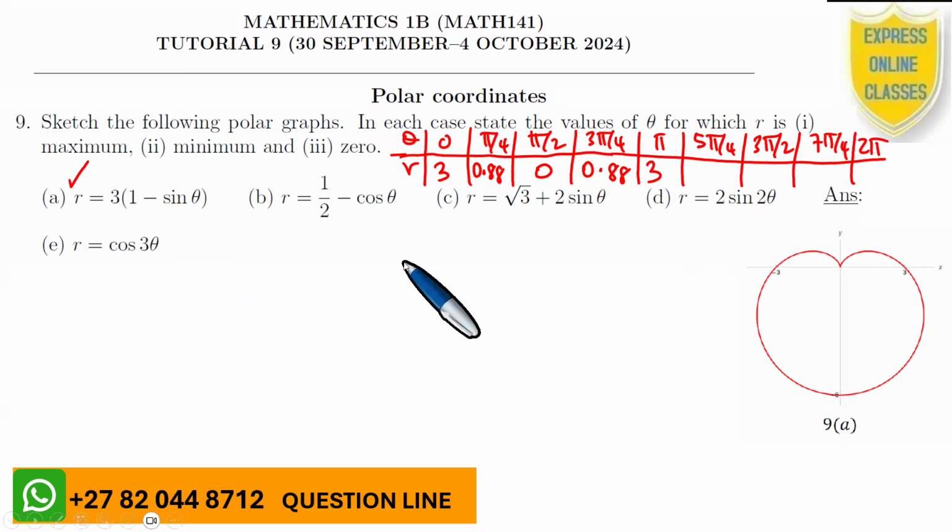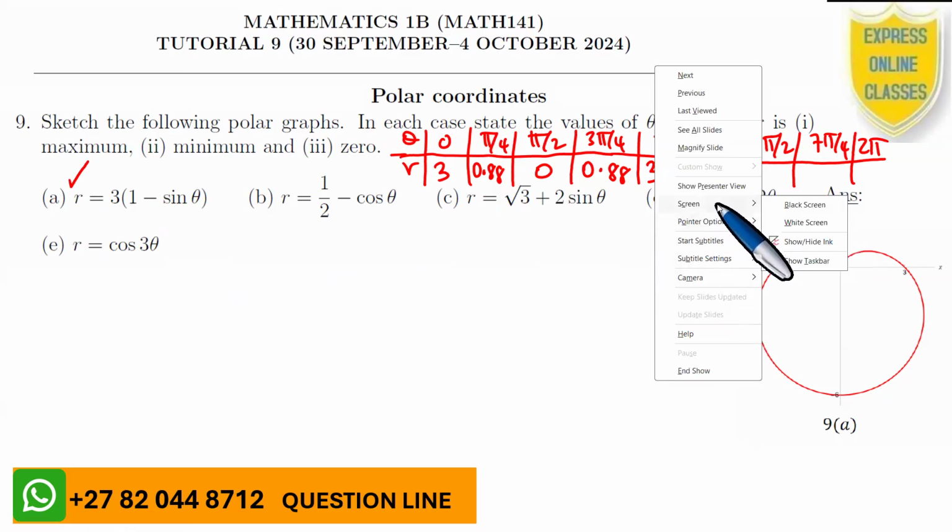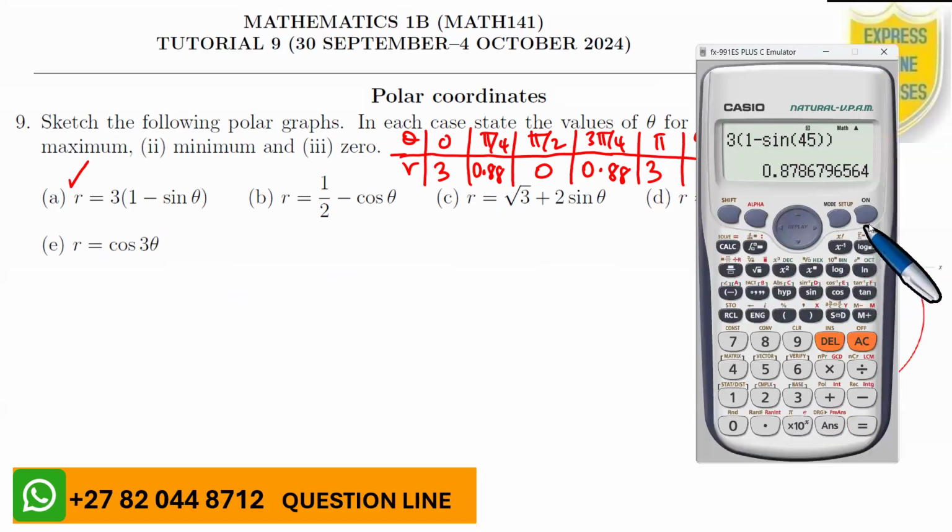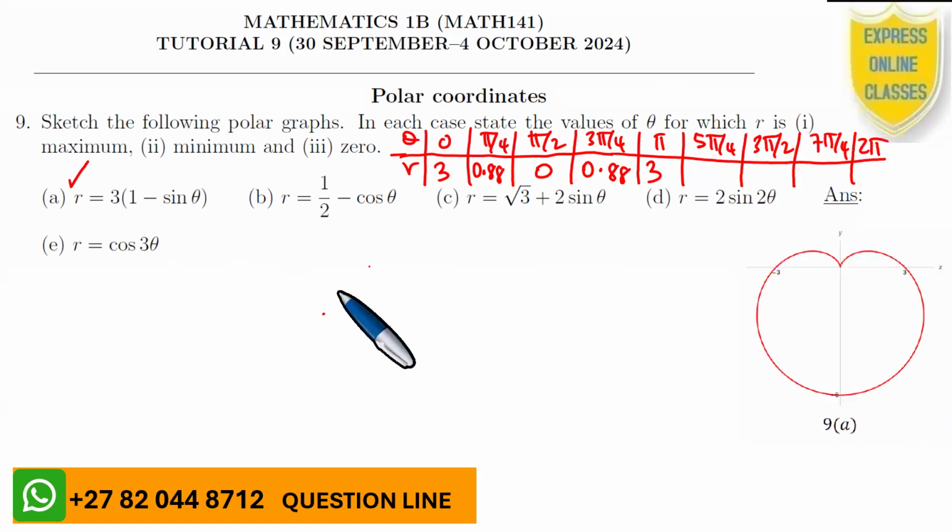Now the 5 pi over 4 is an angle that is in a different quadrant. So you're going to have 3 in brackets 1 minus the trigonometric sine of 5 pi over 4. So you can say 5 times 45 degrees. 5.12. 3 pi over 2. Now, the sine of 3 pi over 2 is minus 1. Minus minus is plus. 1 plus 1 is 2. 3 by 2, it's a 6. Let's do 7 pi over 4 radians.